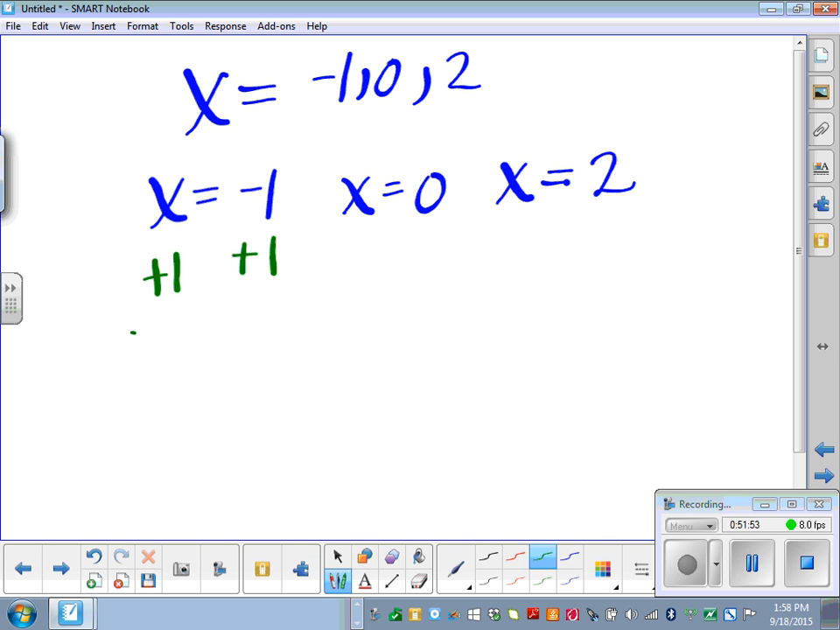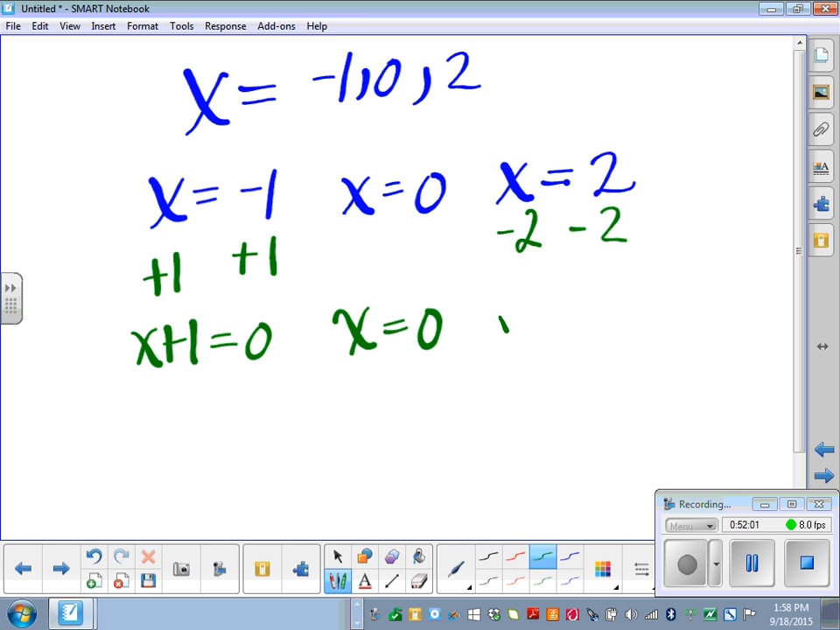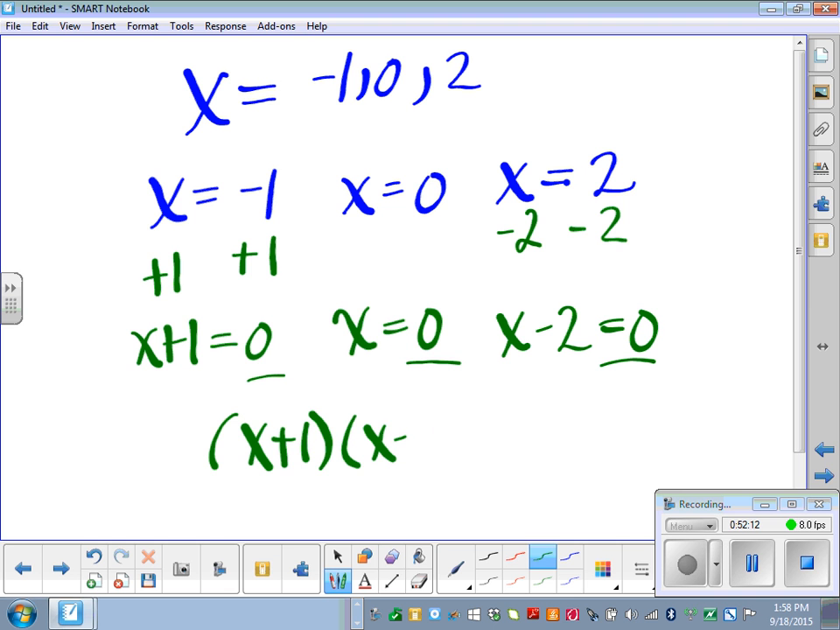So I'm going to add 1: x plus 1 is equal to 0. Now with x is equal to 0, we're good. And then minus 2, so we have x minus 2 is equal to 0. Notice since they're all equal to 0, we can bring them back together and multiply them now. So we have x plus 1 times x minus 2, and then don't forget about that x. Yes, that x is there, and you asked that on the paper, and yes, that is where that came from.